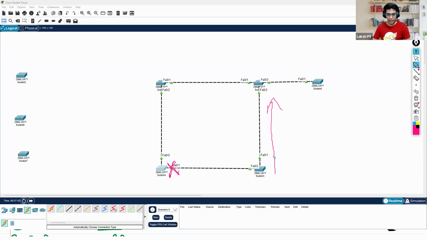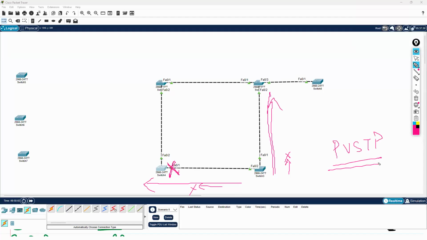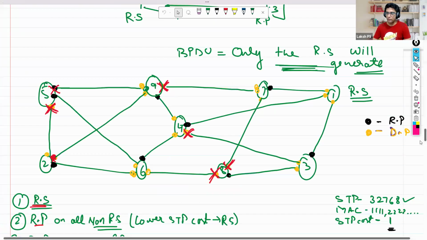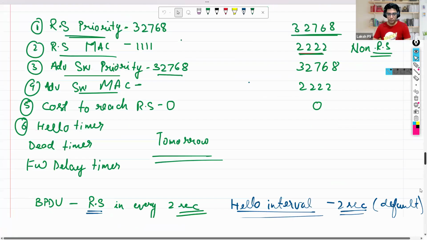VLAN 1 data will flow directly out of this interface, but VLAN 10 data will not. VLAN 10 data will flow through this, but VLAN 1 data will be blocked. That is basically the funda of per VLAN spanning tree, which I was talking about. So the flow routes will change for each of them. Exactly. So if I bring that diagram, or let me draw that diagram better.